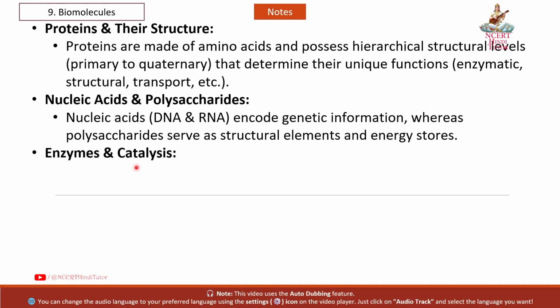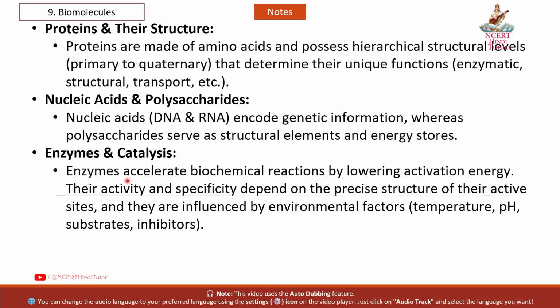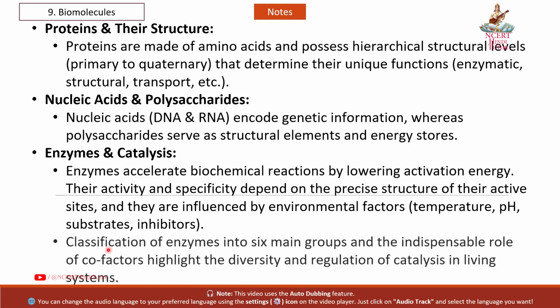Enzymes and catalysis. Enzymes accelerate biochemical reactions by lowering activation energy. Their activity and specificity depend on the precise structure of their active sites, and they are influenced by environmental factors: temperature, pH, substrates, inhibitors. Classification of enzymes into 6 main groups and the indispensable role of cofactors highlight the diversity and regulation of catalysis in living systems.